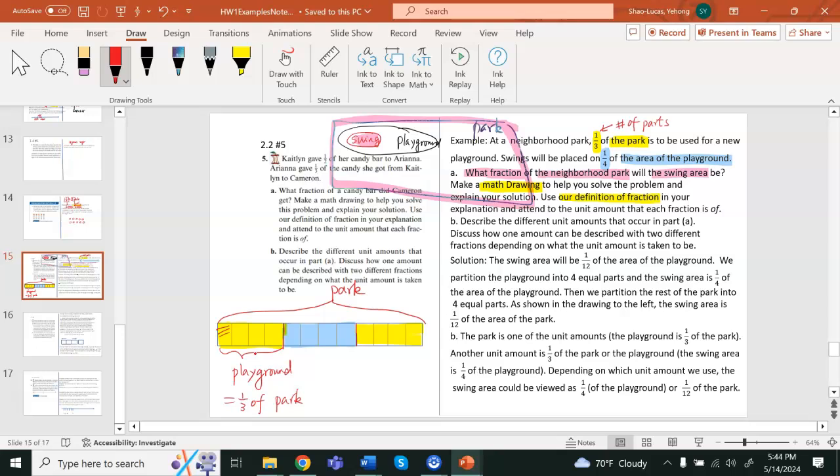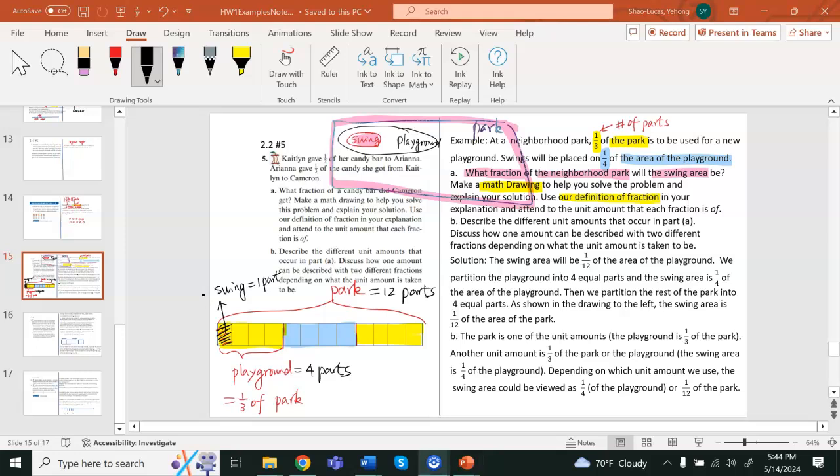So one of them is going to be this section. Maybe I use this color. And that section right here, this little section, 1 part, is the swing area. And notice it only has 1 part. And the playground, notice we have 4 parts. And the entire park has a total of 12 parts. So if you label them like that, it will be easy for you to see the answer.